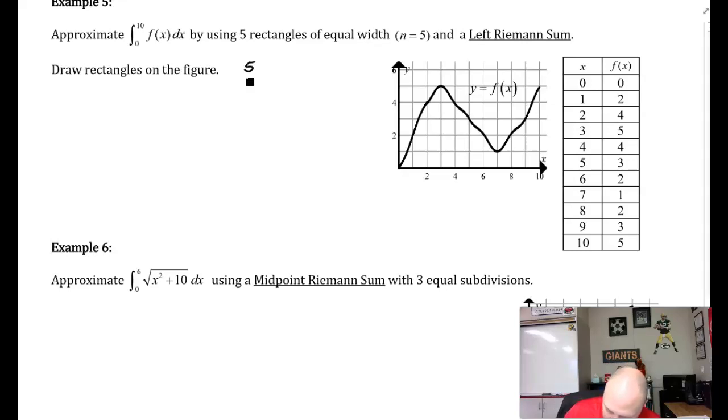If I have 5 rectangles, what this means is that my width is from 0 to 10, so 10 minus 0, divided by 5. So each width is going to be 2. I'm going to draw those rectangles on here. The visual really helps. I'm going to have 5 rectangles with widths of 2.